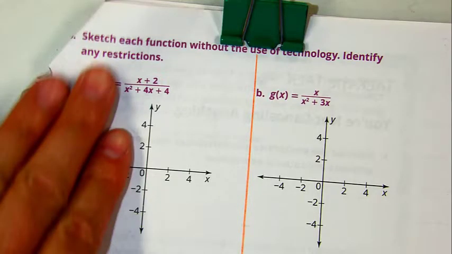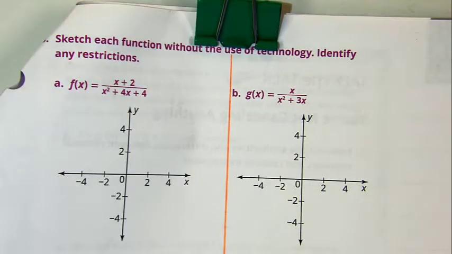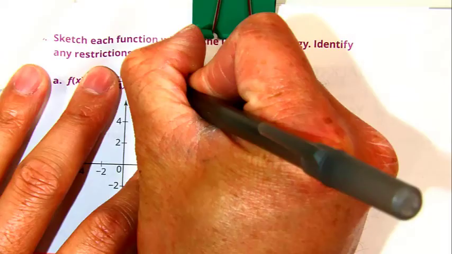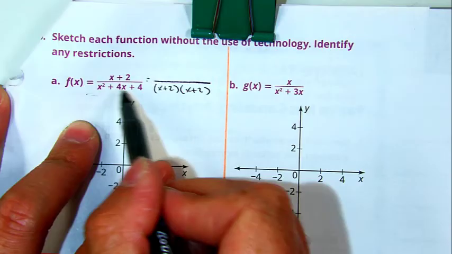Let's sketch each function without the assistive technology and identify any restrictions. Benito, what did you do first? Factored it. Okay. When you factor, what do you get? Raise your hand if you got that when you factored it. Just using your x method, and then you still have an x plus 2.